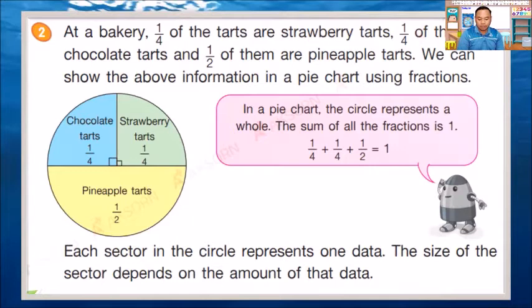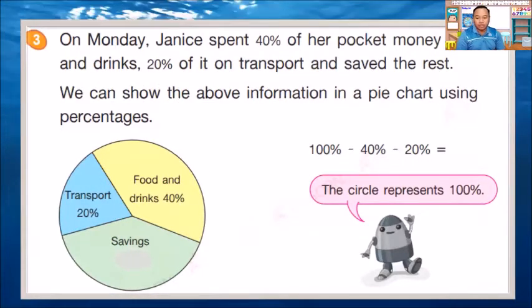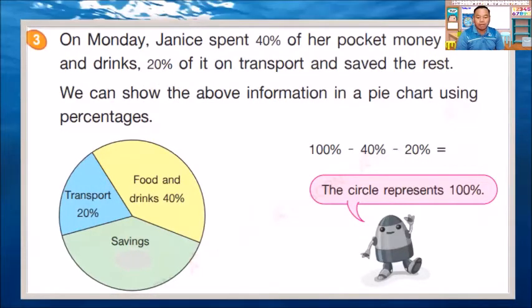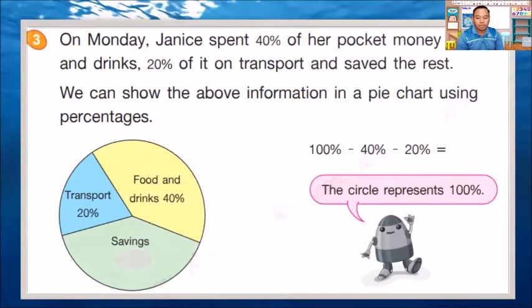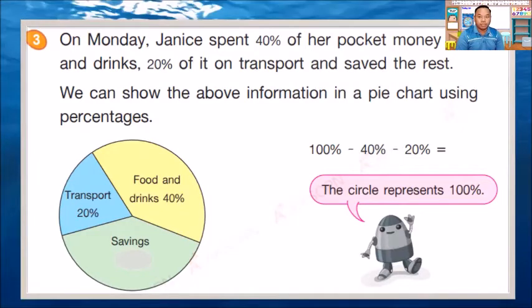All right. So each sector in the circle represents one data, or the size of the sector depends on the amount of that data. All right. Any questions? Okay, no question. Let's proceed. Okay, example number three. On Monday, Janice spent 40% of her pocket money on food and drinks, 20% of it on transport, and saved the rest.